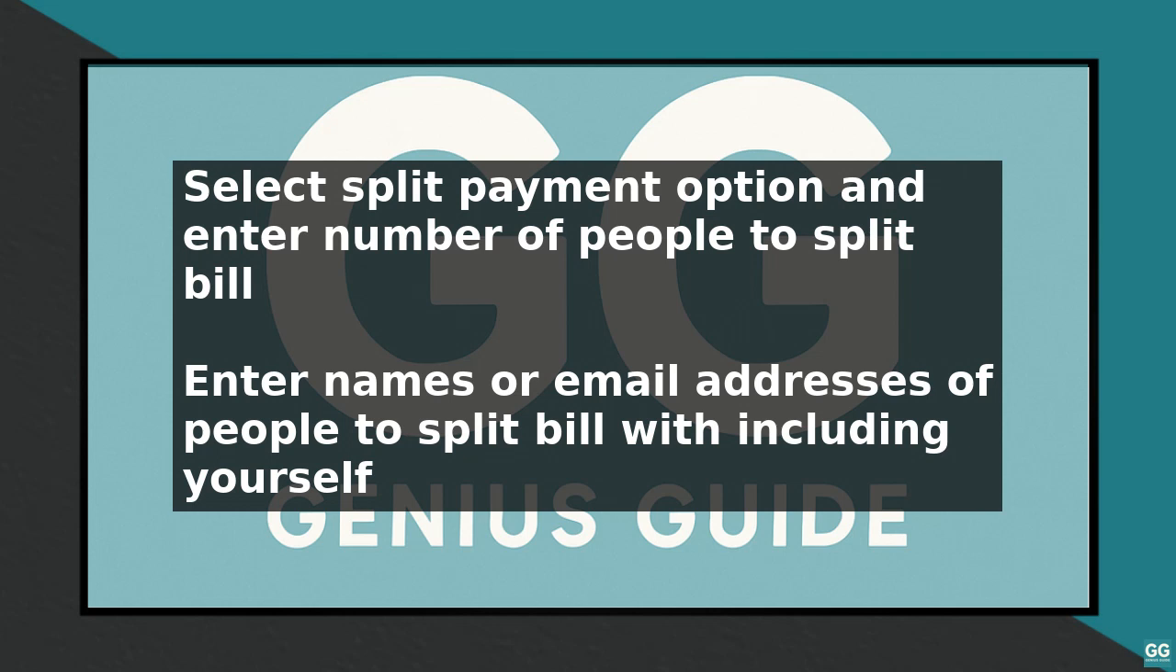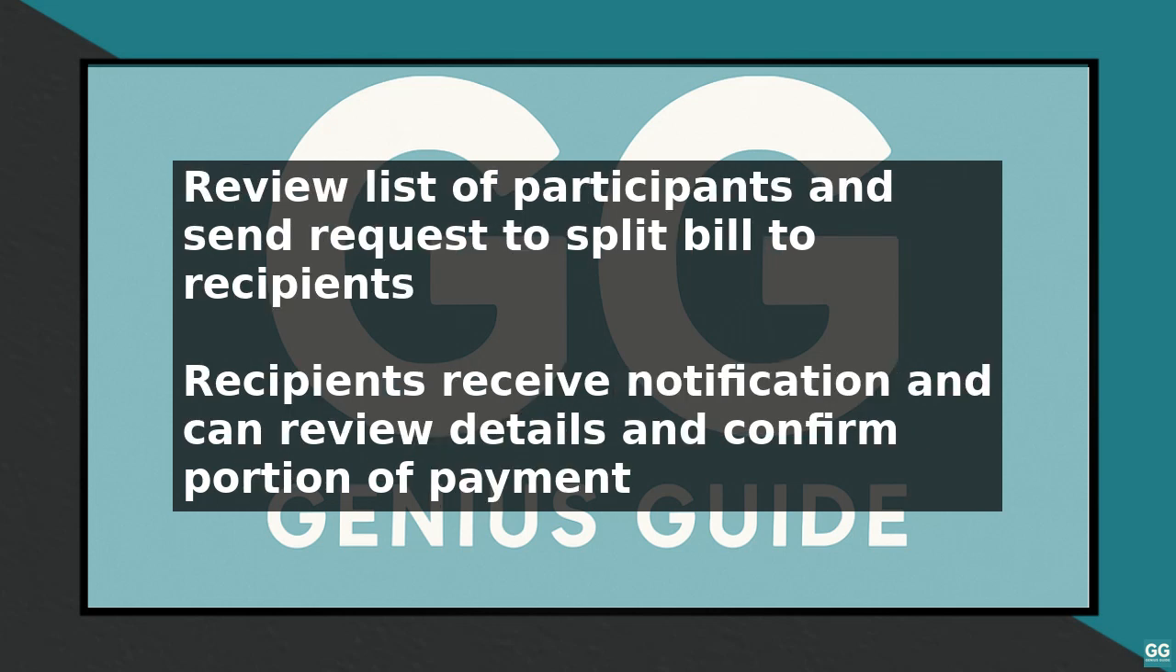You can track the status of the split payment within the app to see who has paid and who still owes. To avoid any issues, make sure all participants have Zelle enabled through their bank or credit union. It is also a good idea to communicate with the group beforehand to confirm the payment details and ensure everyone is on the same page.